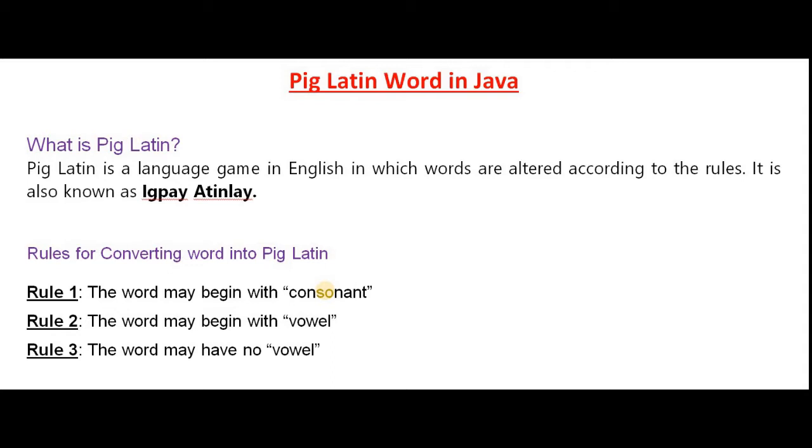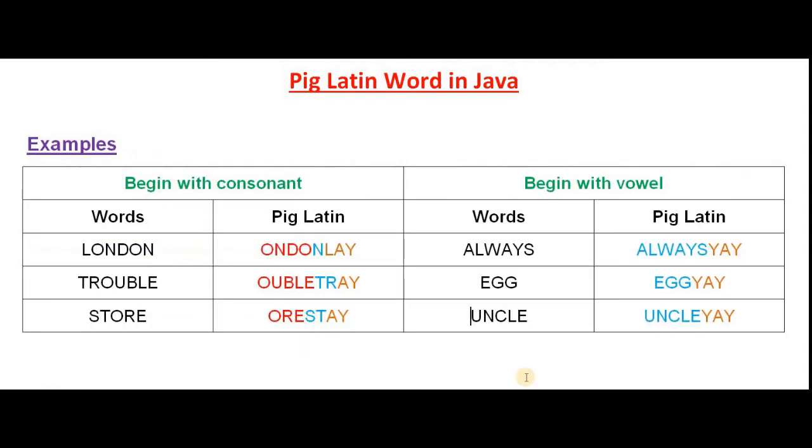So let's start. Now we are going to explain with examples. As you can see here, some examples of Piglatin words: few Piglatin words which begin with a consonant, and few which start with vowels. If a word starts with a consonant like London, trouble, store, let's see how the Piglatin word is constructed.